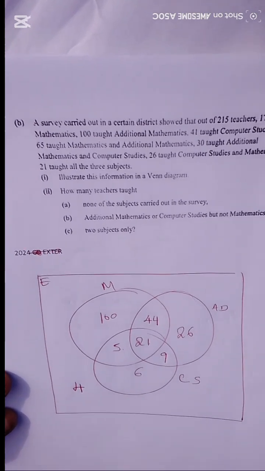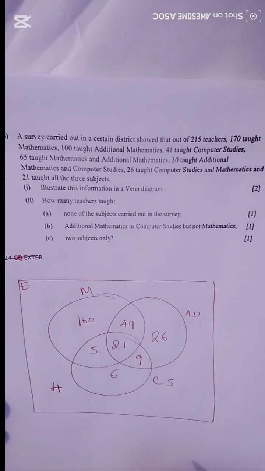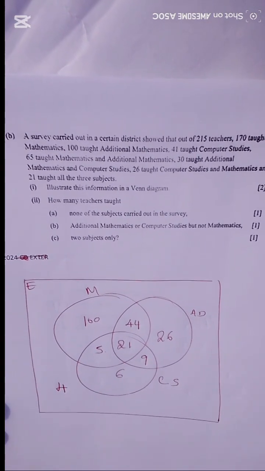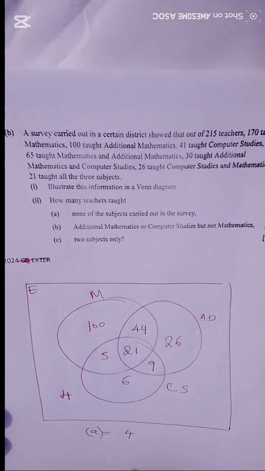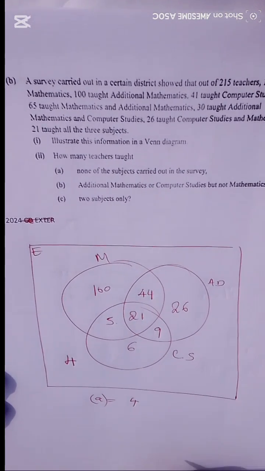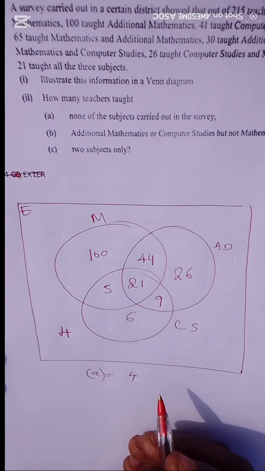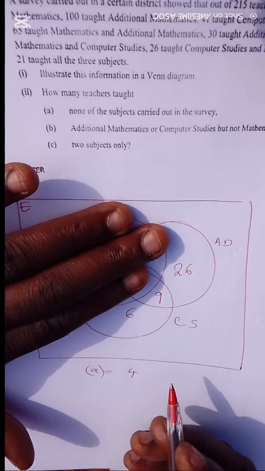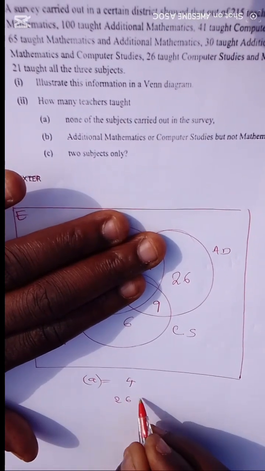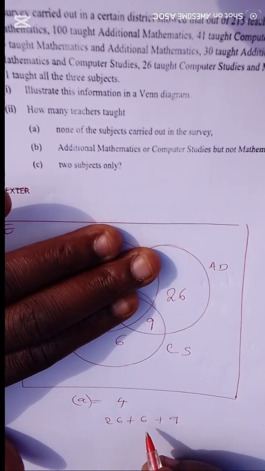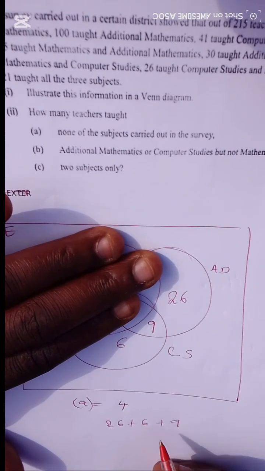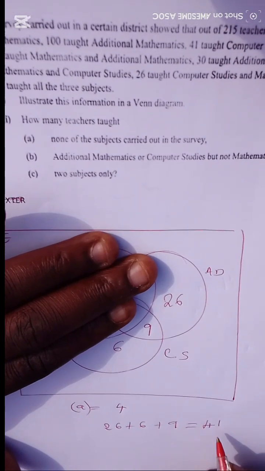And now I can answer the questions that follow. How many teachers taught none of the subjects? None. Definitely A will be equal to 4. Then those that taught additional mathematics or computer studies but not maths. So we'll close up mathematics and add 26 plus 6 plus 9. So 26 plus 6, that is 32. 32 plus 9 will give us 41.